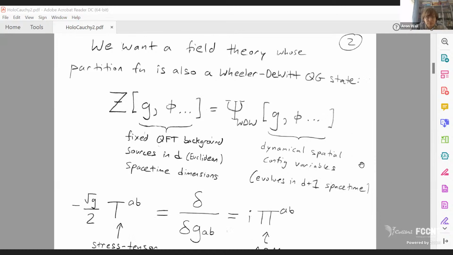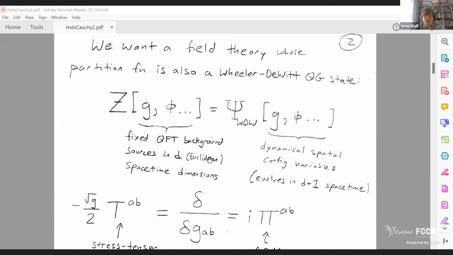All right, so what we're looking for here is a field theory that lives in D dimensions whose partition function is also a Wheeler-DeWitt quantum gravity state. So what that means is we have an equation like Z equals psi, where Z is a partition function of Euclidean signature. You should think of it as a QFT on a fixed background metric, except you're allowed, as usual in field theory, to vary that metric to get different answers for the partition functions.